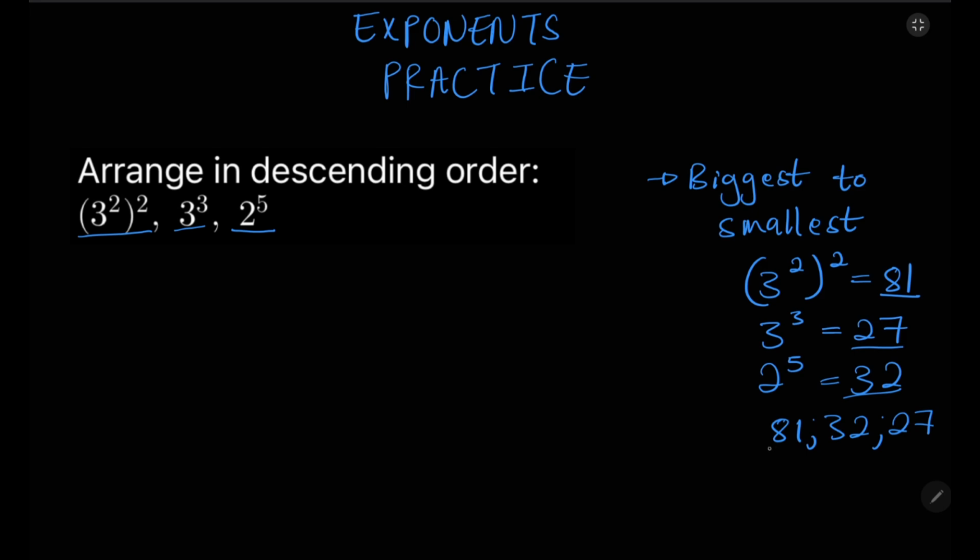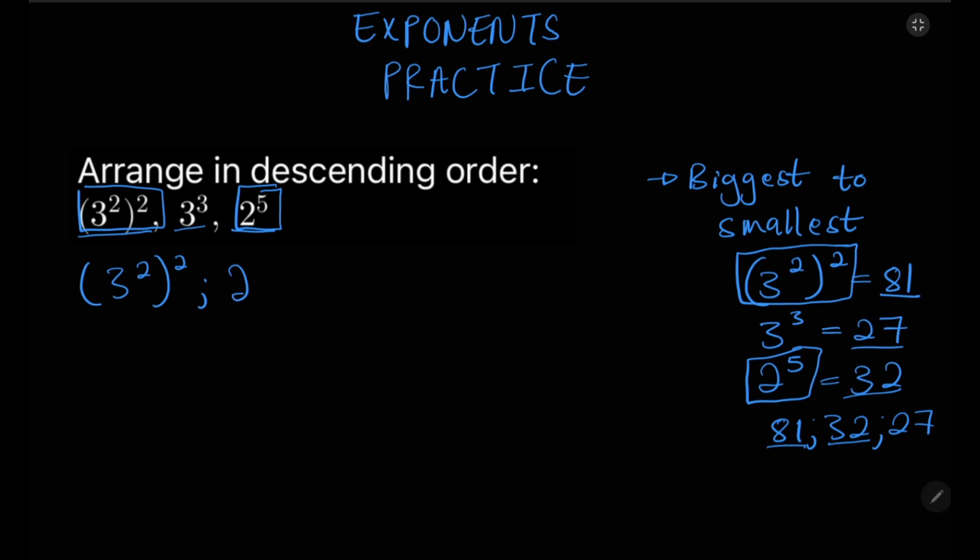Okay, so which one is 81? 81 is that one. So we write 3 to the power 2 to the power 2 times 2 followed by 32. Which one is 32? 2 to the power 5. Where's 2 to the power 5? That's 2 to the power 5. We are left with 3 to the power 3.